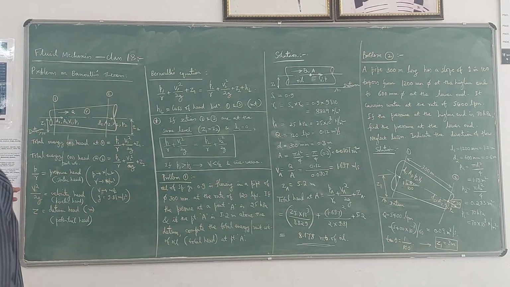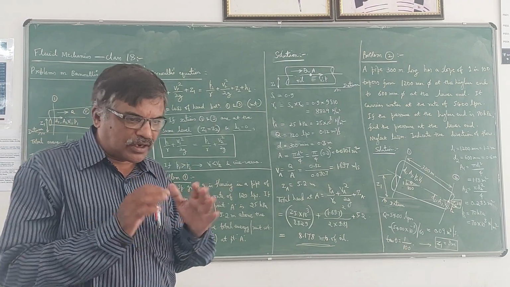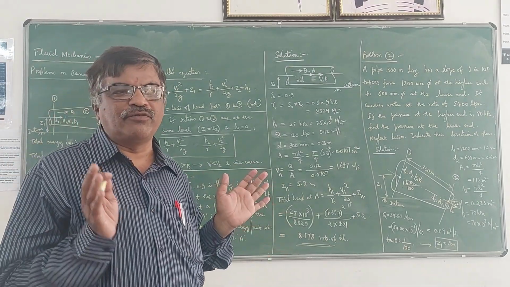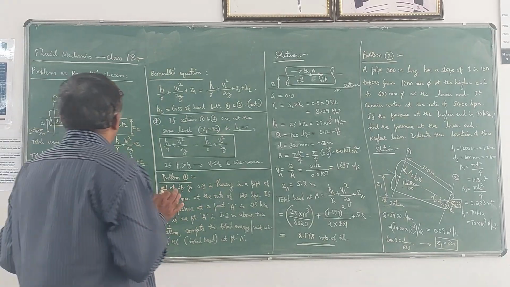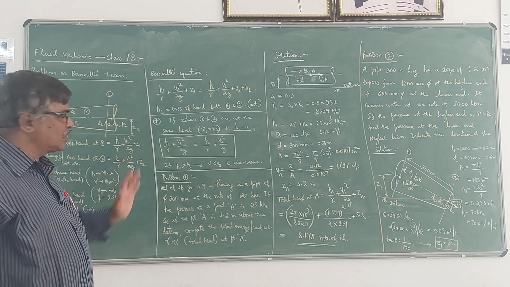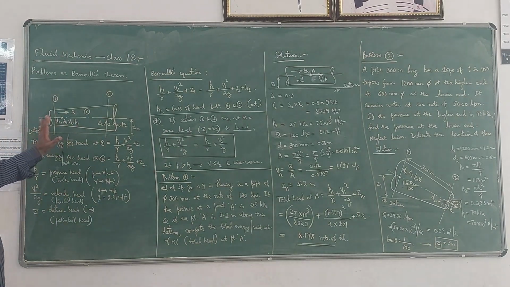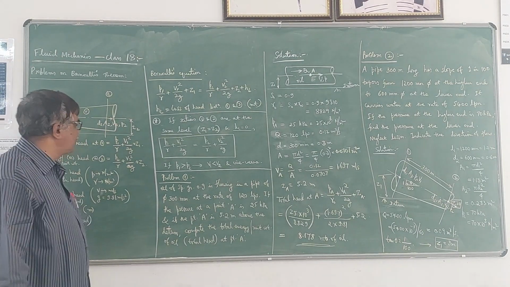One is the pressure head, another is the velocity head, another one is the datum head. The total head remains constant in a fluid flow at a section. That is the simple way of expressing Bernoulli's theorem. Before going for the problems on Bernoulli's theorem, I will just explain once again how that can be used in analyzing fluid flow problems.